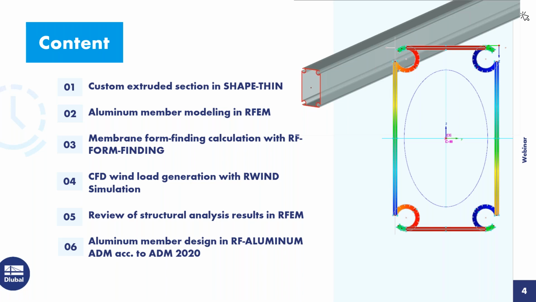From this information, we're going to get all of our member internal forces, our deflections, and our support reactions. And then finally, we're going to utilize the add-on module RF-ALUMINUM ADM within RFEM to do aluminum member design according to the latest ADM 2020 standard. I know that was quite a bit of information, but I believe as we work through this example today, it'll make a little more sense how all of these programs and add-on modules work together.